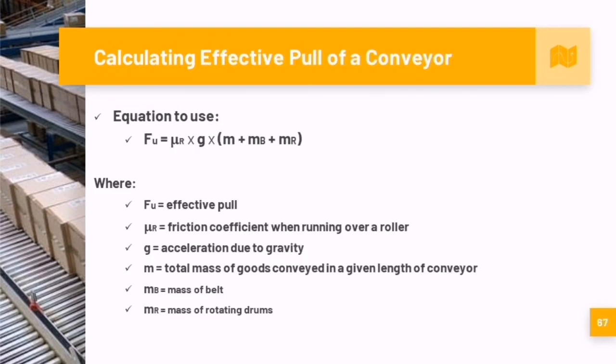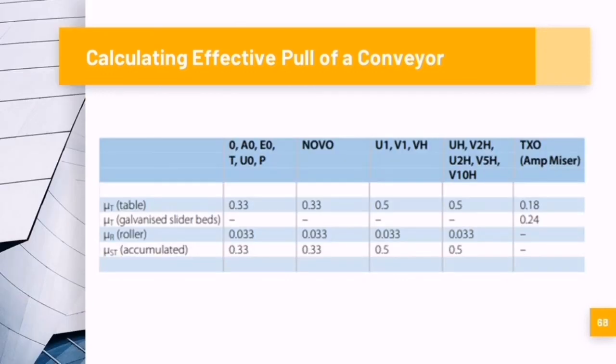Next is calculating the effective pull of a conveyor, where the equation to use is Fu is equal to mu R times G times the quantity of M plus MB plus MR, where Fu is the effective pull, while mu R is the friction coefficient when running over a roller. G is the acceleration due to gravity. M is the total mass of goods conveyed in a given length of conveyor. MB is the mass of the belt, while MR is the mass of rotating drums. So here's a table for the given friction coefficients.